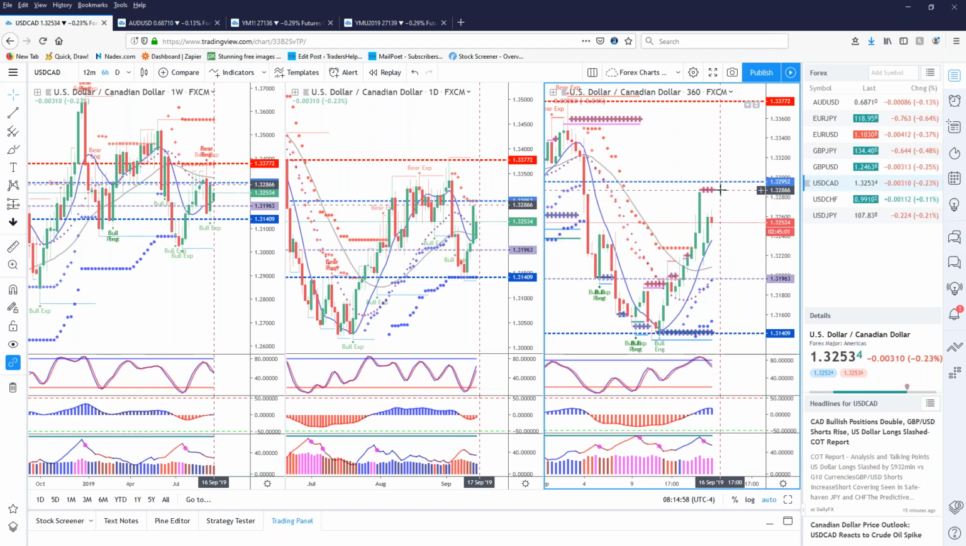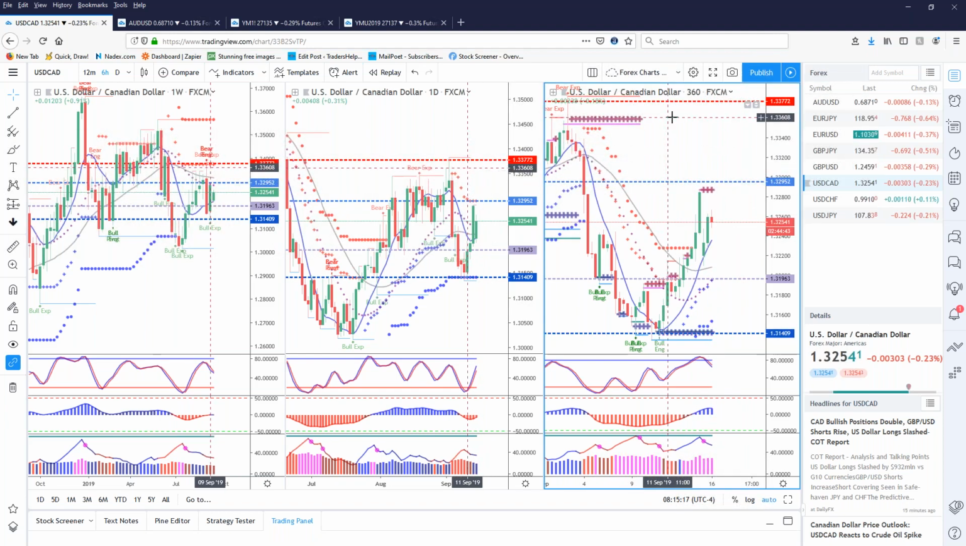It is between 32.87 and 32.94. If that area holds, okay, we may see lower prices in the USD CAD. But if that area doesn't hold, then they're either coming to 33.60 or 33.77. Does everybody understand that?